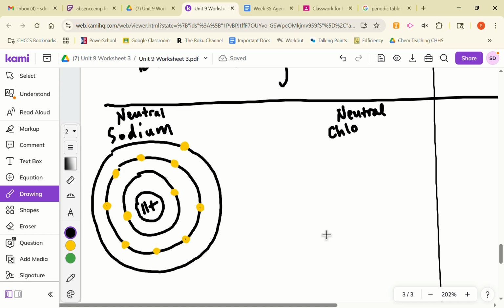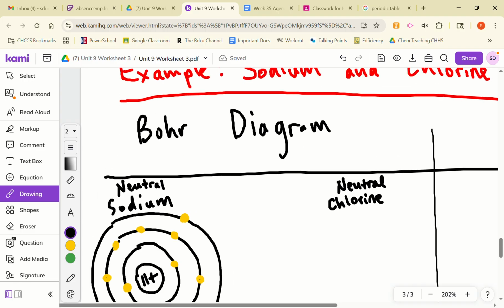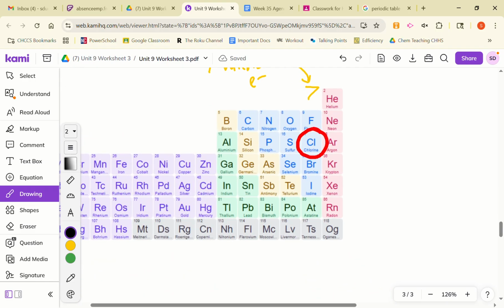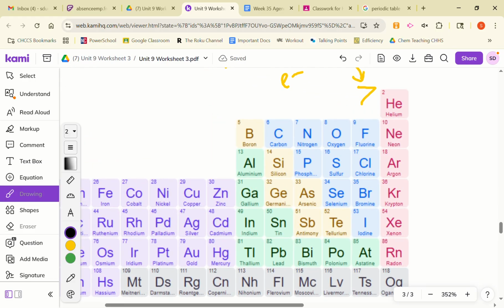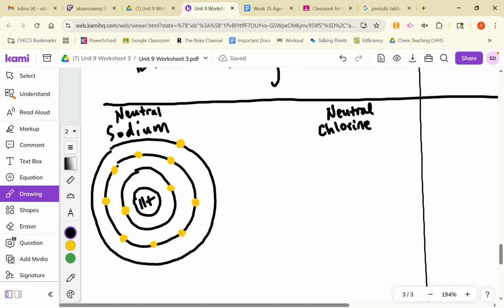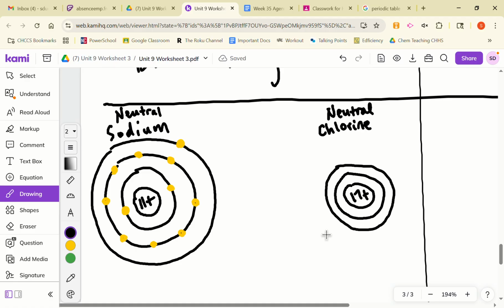And then I'm going to draw neutral chlorine. Chlorine is going to have the same number of rings as sodium, but let's go back and look at our periodic table. If I erase this for a second, make it a little bit bigger. Chlorine has 17 protons and 17 electrons in its neutral state. So in the center, I'm going to have 17 protons. And what I'm going to do is I'm going to draw the rings a little bit closer together. And the reason I'm going to do that is because chlorine is going to be smaller than sodium because it has more protons in the center.